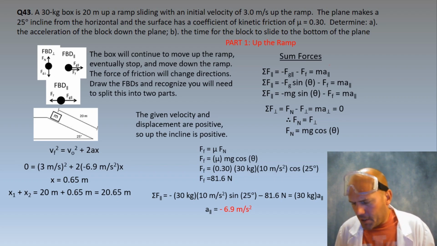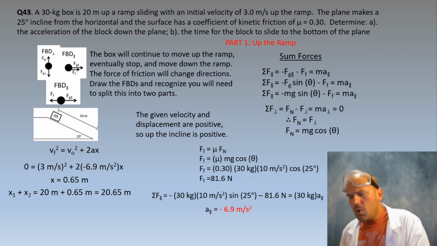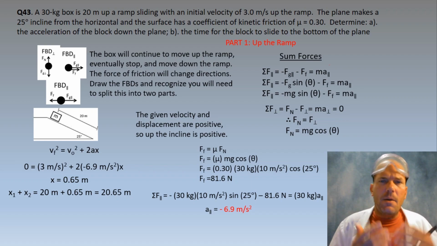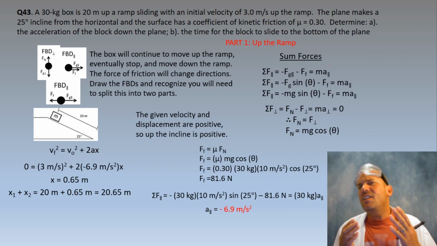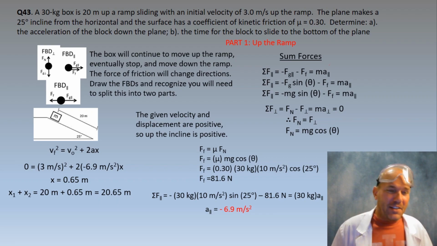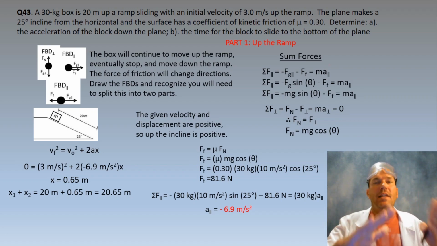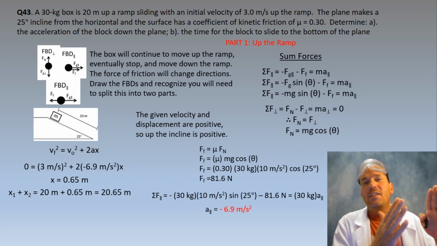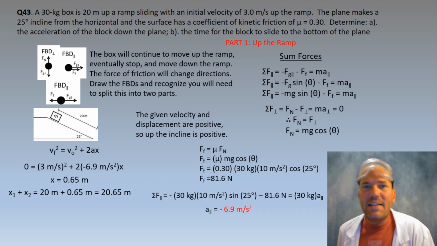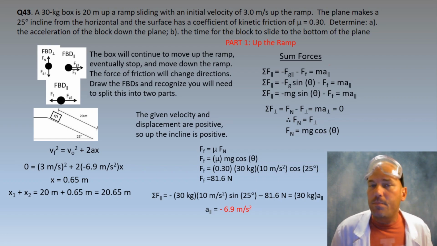Remember, it was 20 meters. It's going to go an additional 0.65, so its total change in position up and parallel to the incline is 20.65 meters. All right, so we know how far it'll go before it has stopped, and now we know what's going to happen. It's going to turn around and come back down the incline, and kinetic friction will change direction.